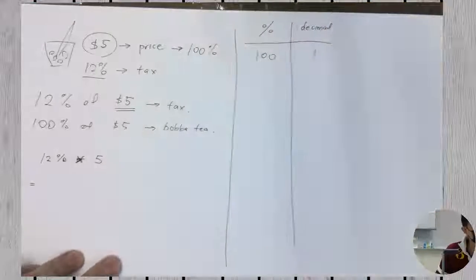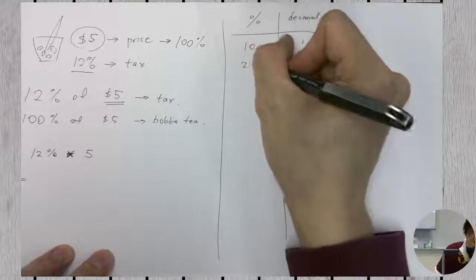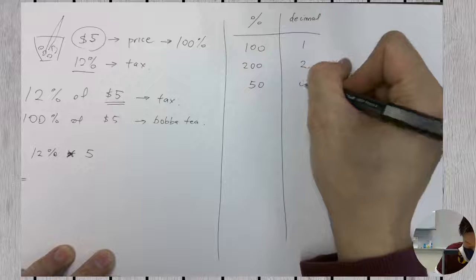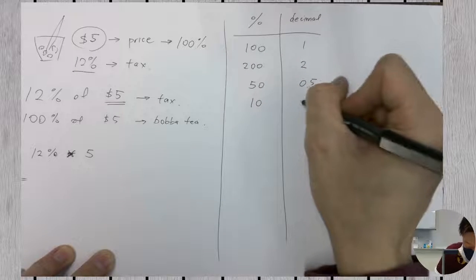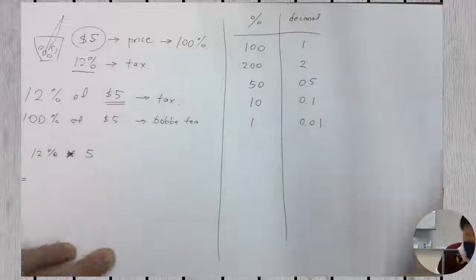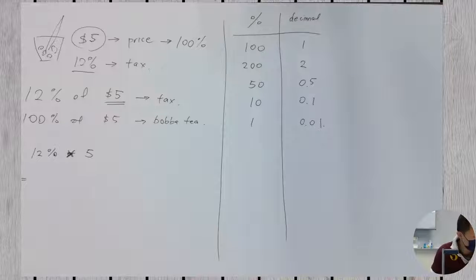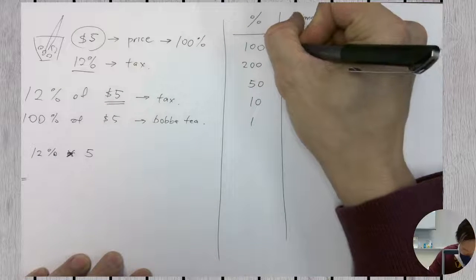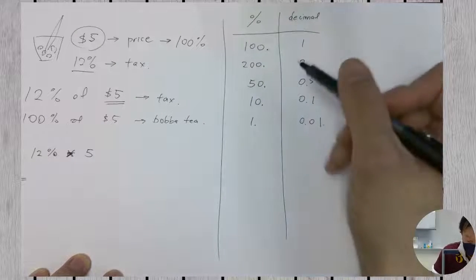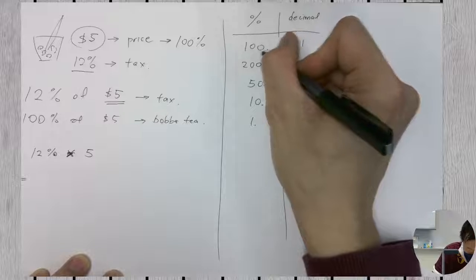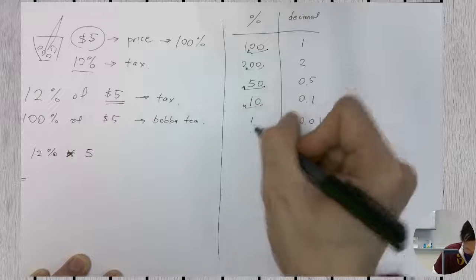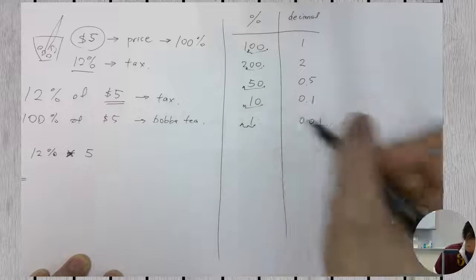100% is 1. 200% is 2. 50% is 0.5. 10% is 0.1. 1% will be 0.01. How you do this would be assuming that you have a dot already on the right hand side of the ones place. Then you move that dot to the left twice, and that's the decimal representation. Of course, you have to add a 0 if there's empty space.